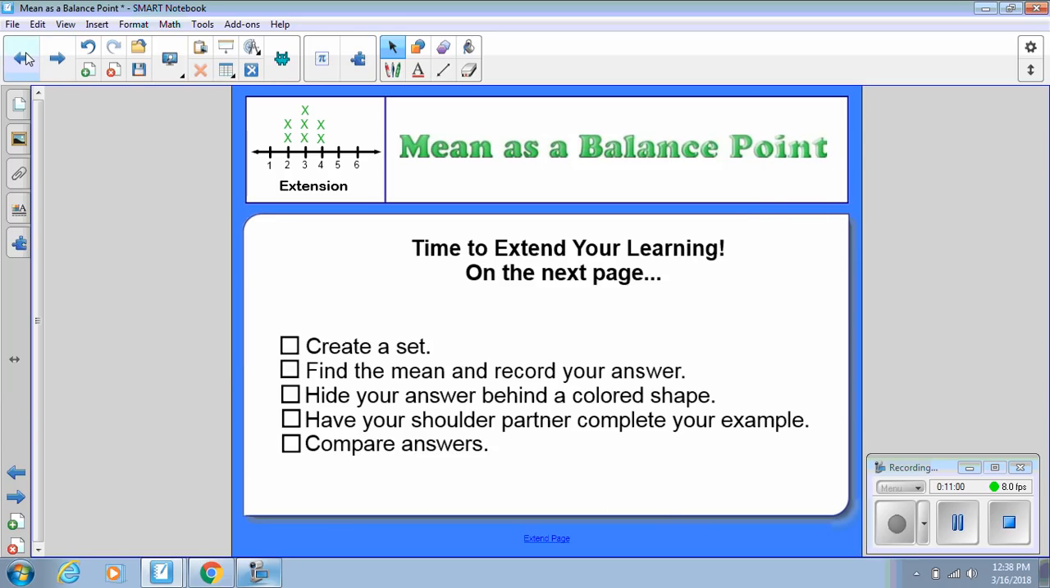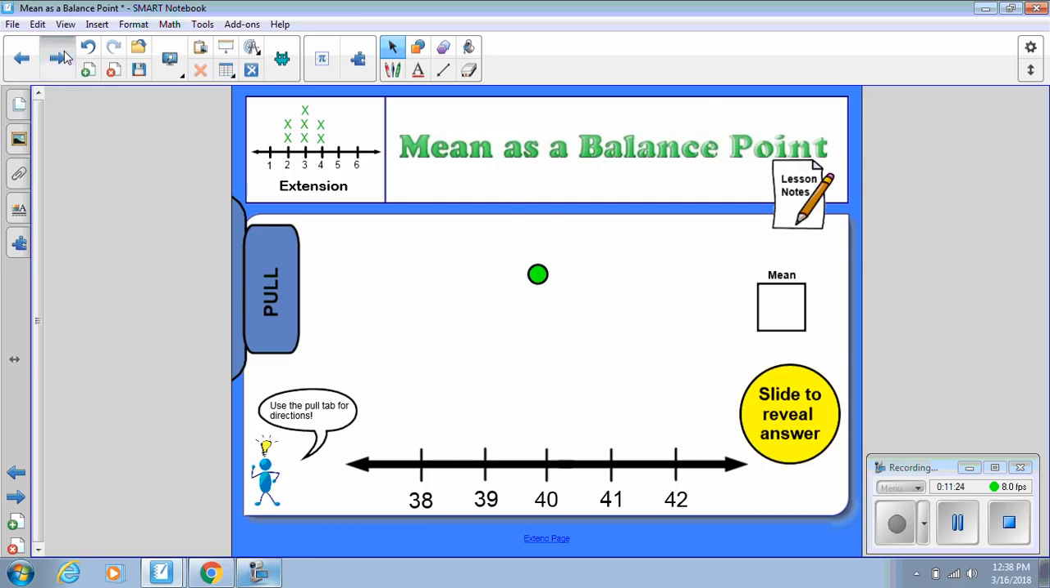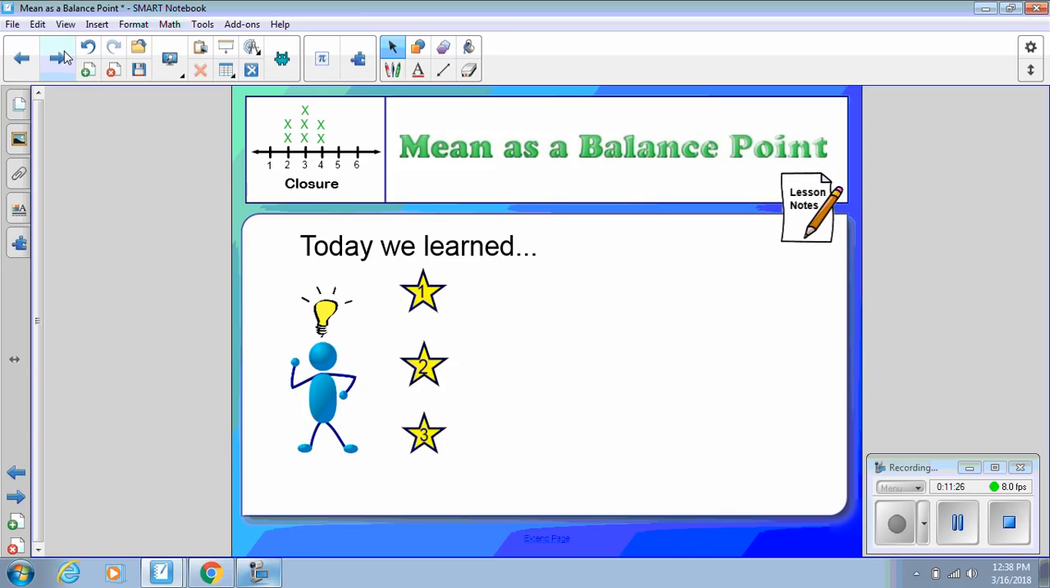Now, something else that you could do, we're not going to do at this time, but you will be learning it throughout the week, is creating a data set, finding the mean, and recording our answer. And then you will be creating a data set based off information that you have been given from your number line. But that's not something that we're going to do today.